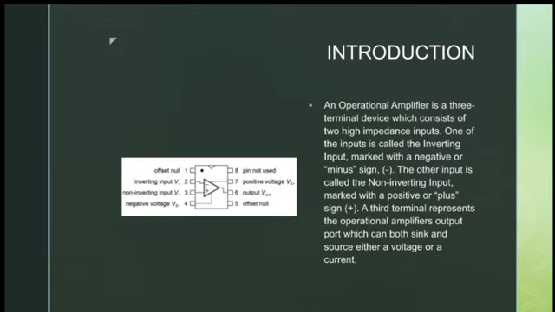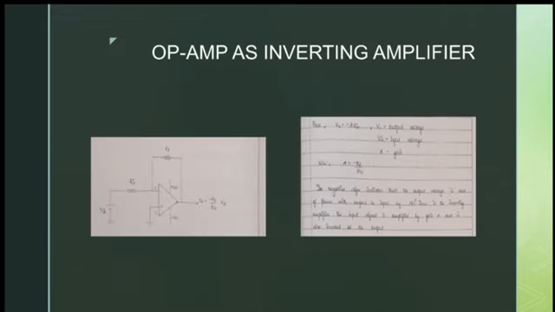So this is the overall structure of an operational amplifier, and now we will be transforming them into inverting and non-inverting amplifiers. So right now we have the formula for the operational amplifier as an inverting amplifier experiment. So this is the circuit diagram which will be further demonstrated.